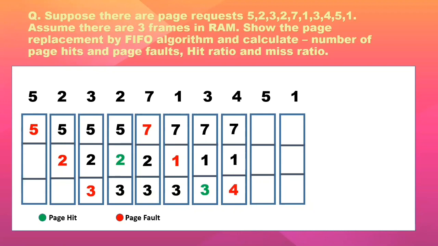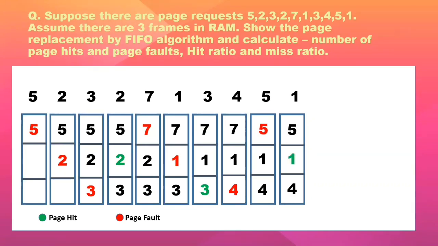Now the requested page is 5 and it is also not present inside the RAM. So it is obviously a page fault. And between 7, 1 and 4, which page came first inside the RAM? That is page 7. So 7 is replaced by 5. Now the requested page is 1 and it is present inside the RAM. So it is obviously the page hit.